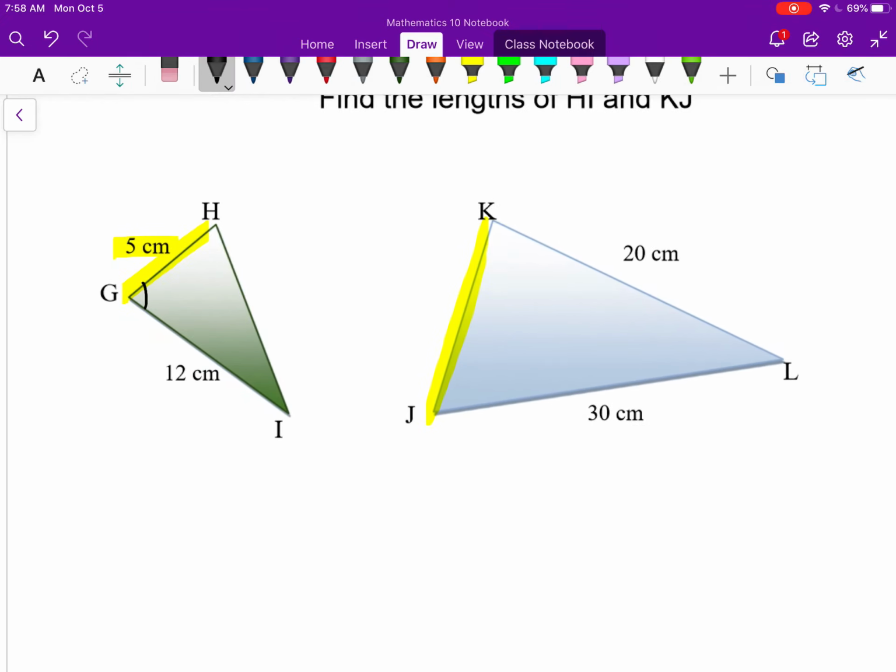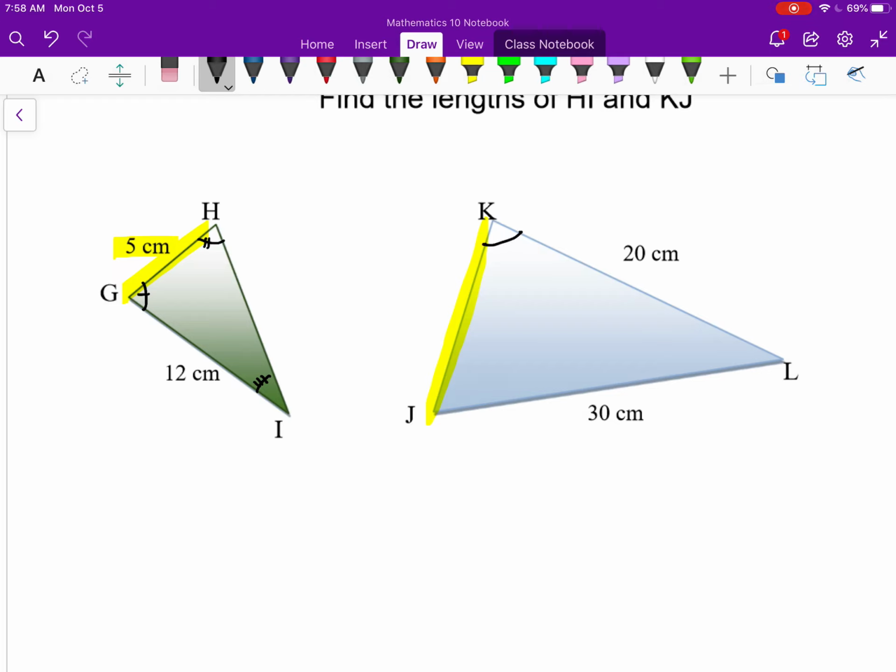Angle G and angle H and angle I, these three angles are all different. At least I assume they're all different because it doesn't say they're the same. So I'll put a little 1 tick, 2 ticks, 3 ticks. Okay, I have 3 angles. So how do they correspond to the triangle KJL? One thing we need to realize is that this triangle here has actually been rotated.